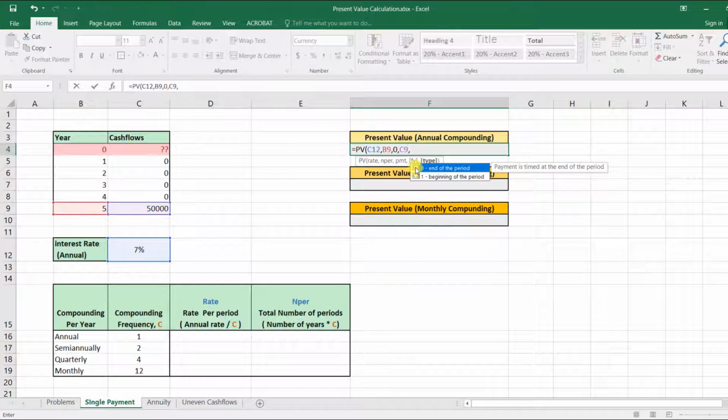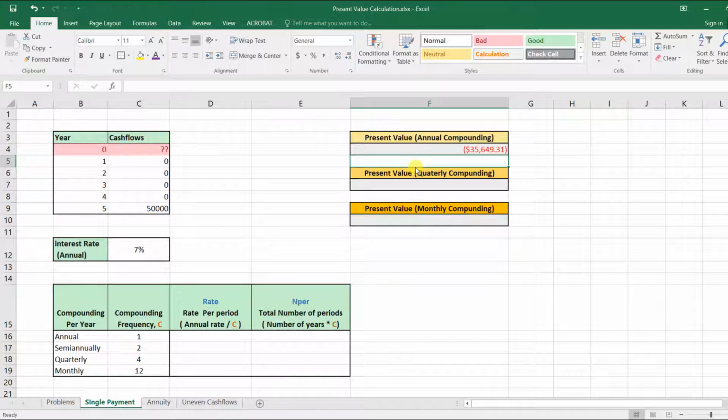Since we'll receive at the end of the last year, we'll just put 0 here and close the bracket and then press enter. And as you can see, our present value is 35,649. Now what if instead of annual compounding we had a different compounding frequency?